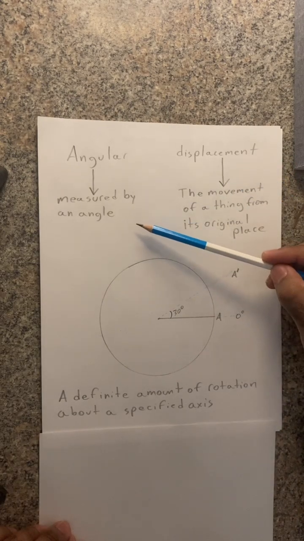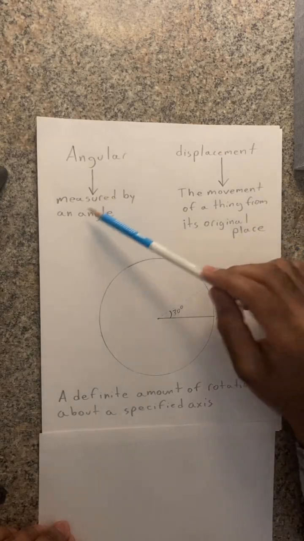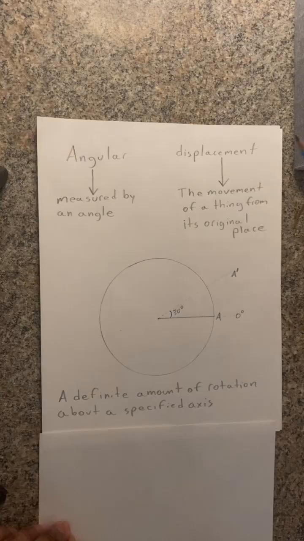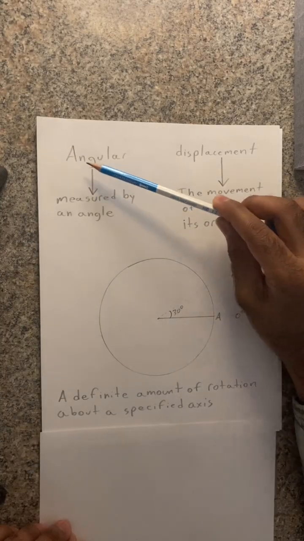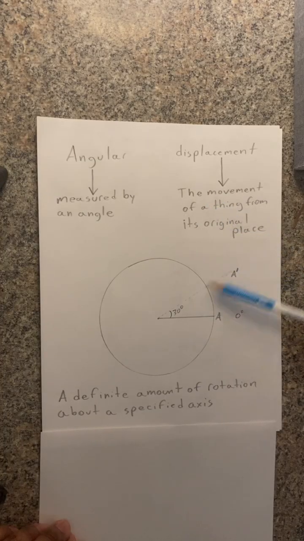By this, the literal definition of angular displacement is basically the measure of an angle, the movement of a thing from its original place, measured by an angle. That's basically what angular displacement is. It's a measure expressed in an angle, usually. The angle is what this means, the movement of a thing from its original place, as we explained.